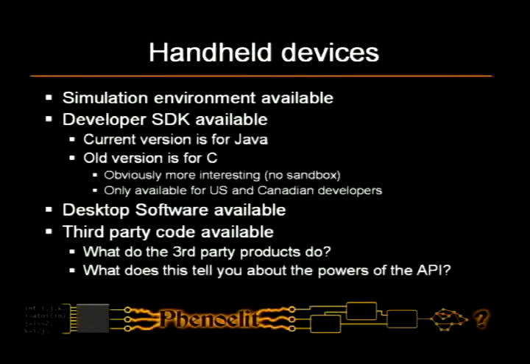You have desktop software, and you have third-party code. That's third-party products that you can put on a Blackberry, which is, again, quite useful because you can take the third-party products, make more or less legal copies of them, and see what's in there. What API do they use? What can they do with the API? Because that tells you how much power you have behind the API, even if you don't have documentation for it.